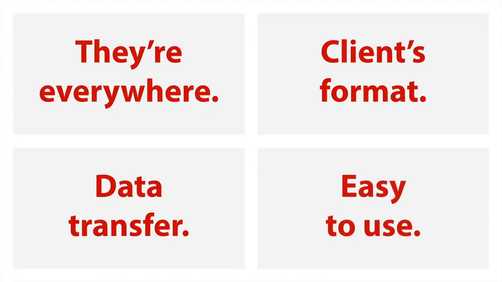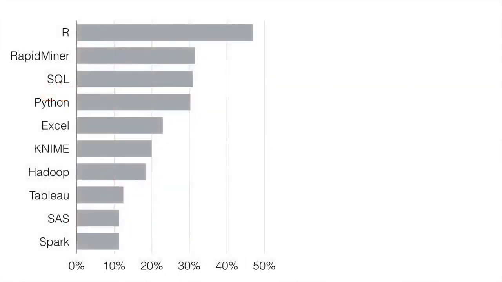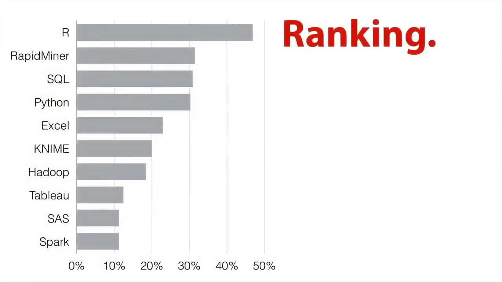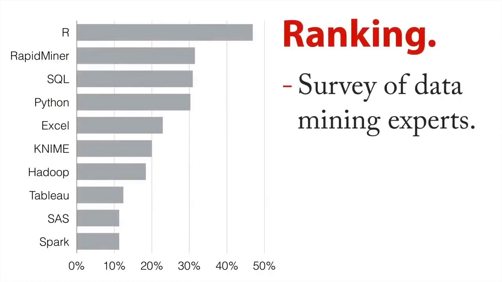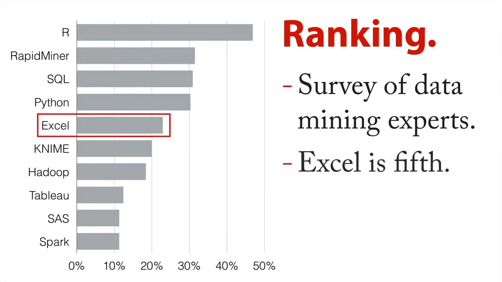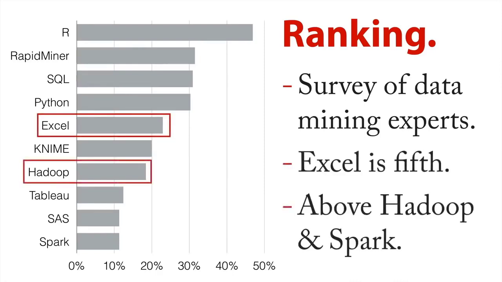And if you want a second opinion on this, let's take a look at this ranking. There's a survey of data mining experts, the KDnuggets data mining poll, and these are the tools they most use in their own work. And look at this. Lowly Excel is 5th on the list. And in fact, what's interesting about it, it's above Hadoop and Spark, two of the major big data fancy tools. And so Excel really does have a place of pride in a toolkit for a data analyst.